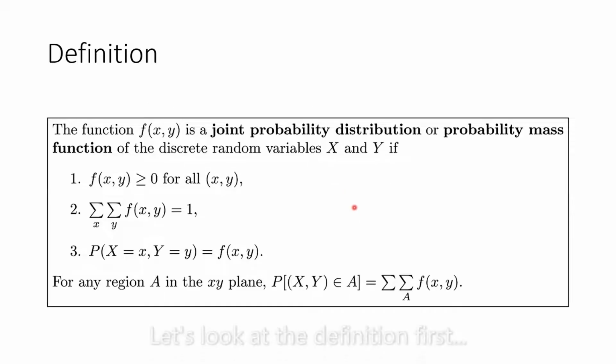The function f(x,y) is a joint probability distribution or just a probability mass function. The mass function really works for discrete random variables. If it's continuous, we would have a joint probability density function. All right, so f(x,y) is a joint PMF.